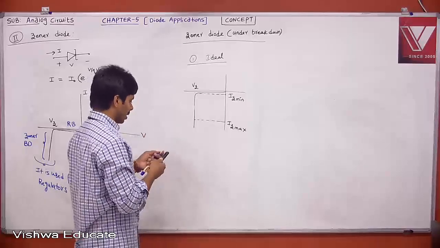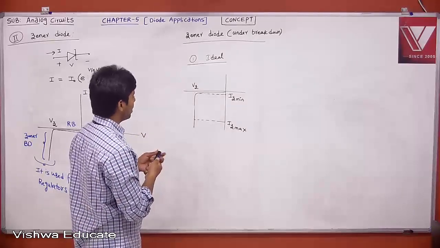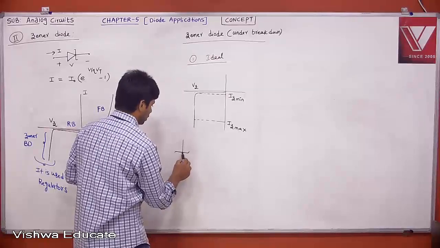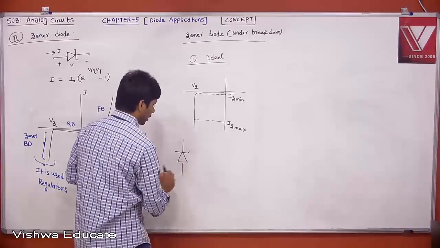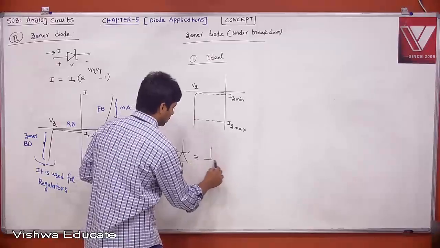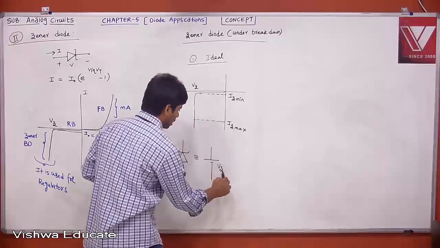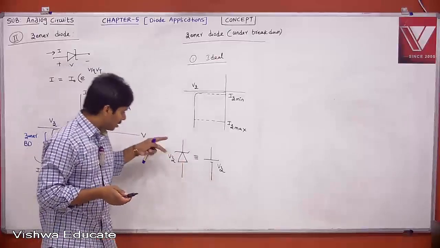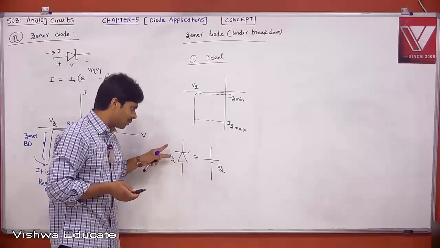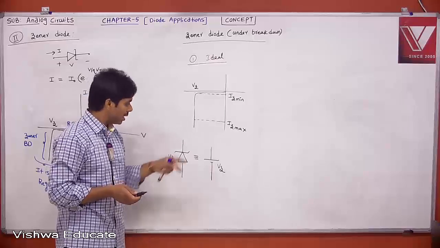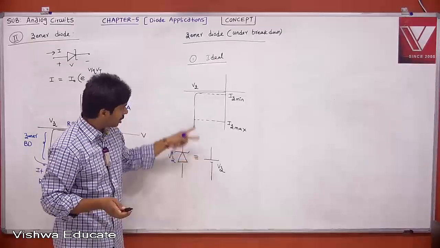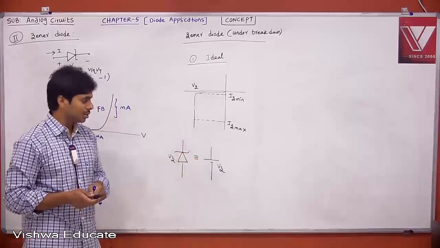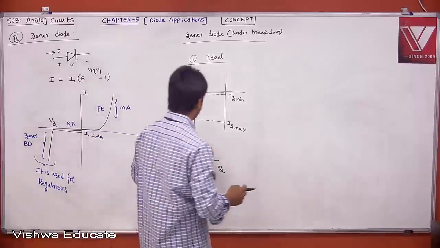Therefore, this is your ideal model: your Zener diode under breakdown is represented as a battery of voltage VZ. People represent Zener breakdown as VZ here. When I say Zener diode and then 6 volt, the meaning is that the breakdown voltage is 6 volt. If you cross 6 volt, then only it will enter into breakdown. Once it enters breakdown, then only it will act as a battery, which is VZ.